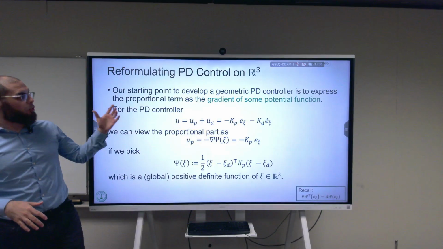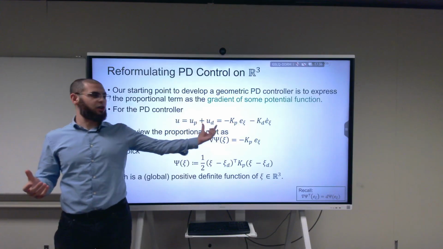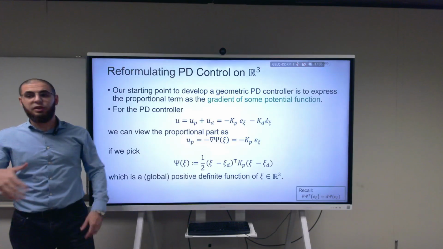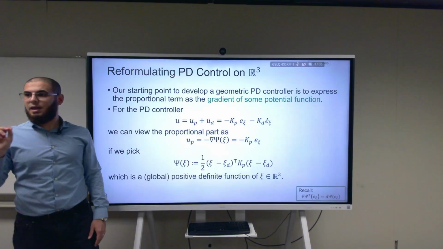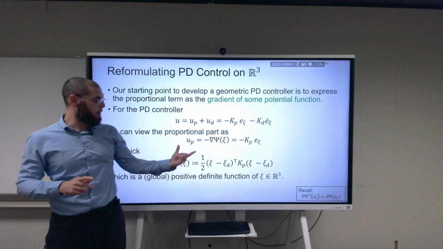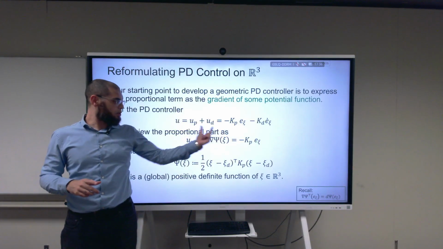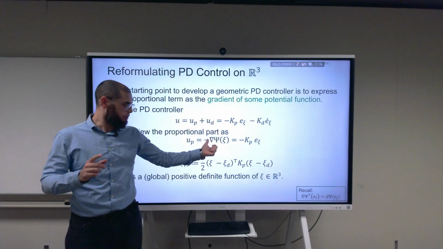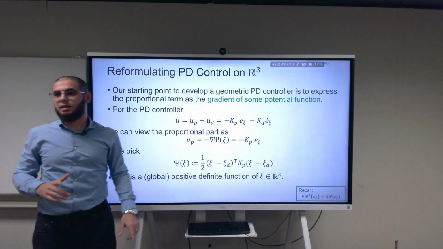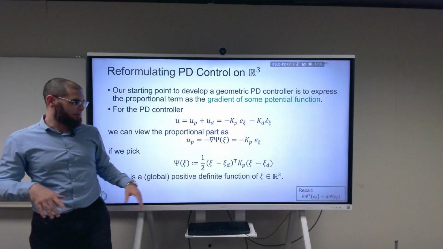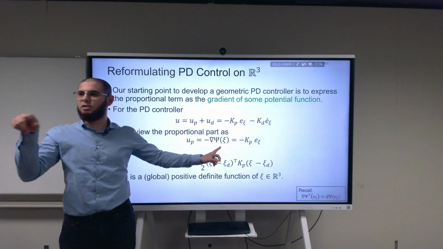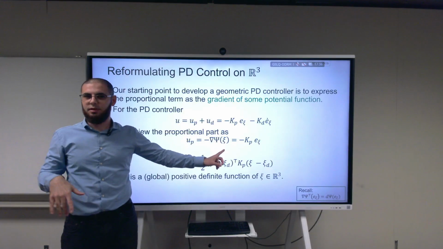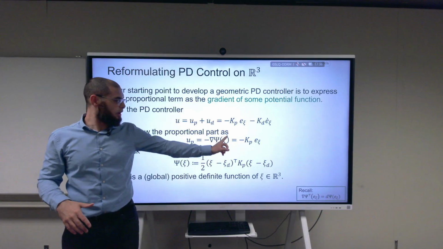A PD controller is simply a proportional term and a derivative term. Makes sense, right? The proportional term is some gain multiplied by the error in position, and the derivative term is some gain multiplied by the derivative of that error. We can also think about this term here, minus Kp multiplied by the error. You can think of this proportional term as minus the gradient of some potential function, capital Psi, that's a function of this small psi variable. You have to be careful with the symbols here: this is capital Psi, and this is small psi, xi. Okay, so that's a position, exactly. So a potential function in terms of the position.